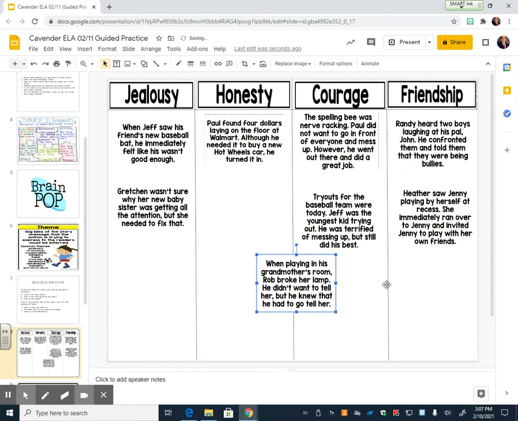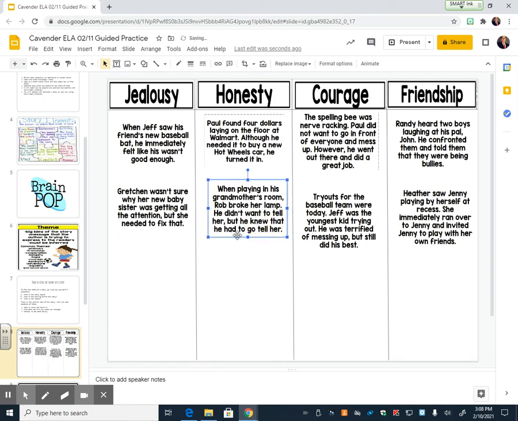All right, and this last one. When playing in his grandmother's room, Rob broke her lamp. He didn't want to tell her, but he knew that he had to go tell her. He could have blamed it on the cat. He could have blamed it on the dog. He could have blamed his poor old grandmother and said, "Grandma, you broke that lamp. I saw you knock it down." But he didn't. He went and told the truth. He was being honest. So that's honesty.